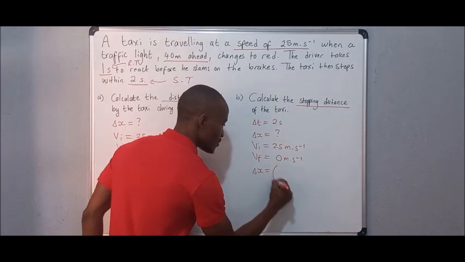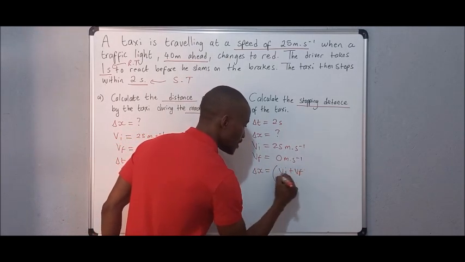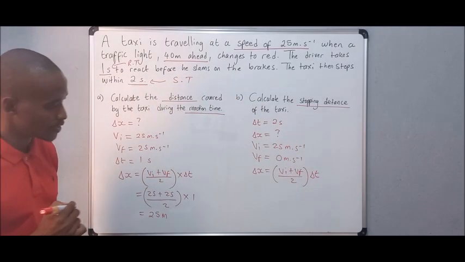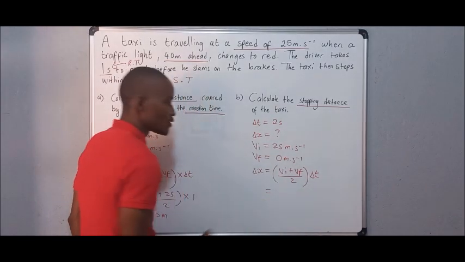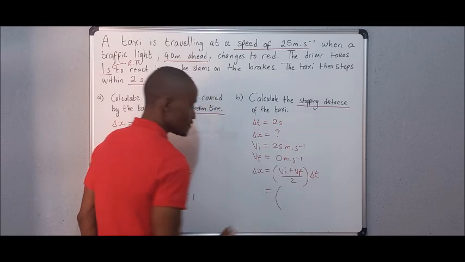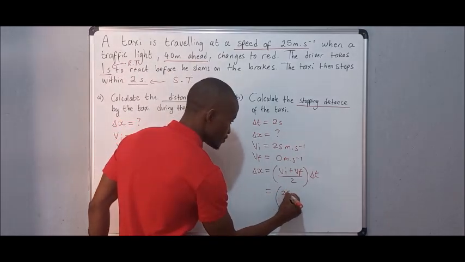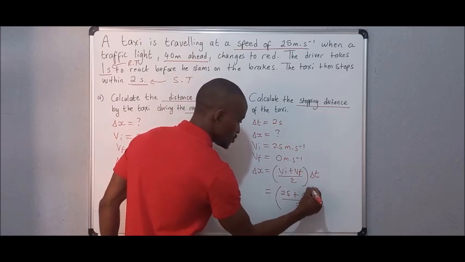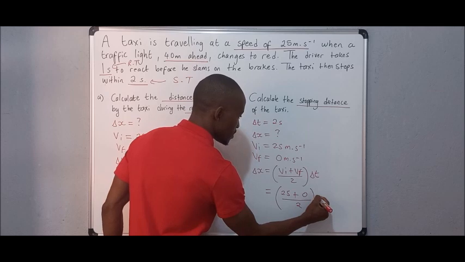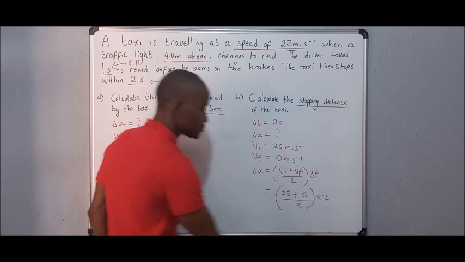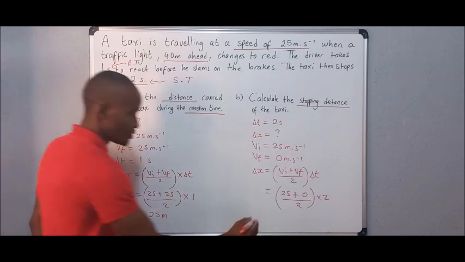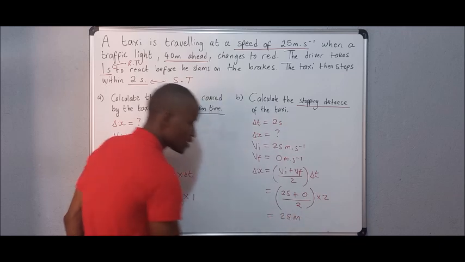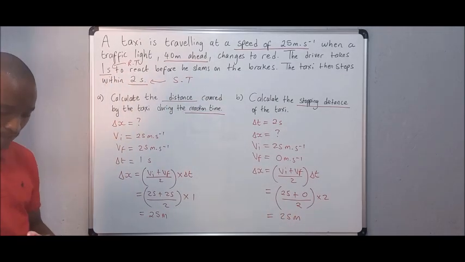Change in x is equal to VI plus VF over 2 times change in time. So what you just do now is substitution. What is VI? We have 25 meters per second plus 0 over 2, and then we multiply this by what? By 2. And then look at this. What do we get? 2's cancel, and you have 25 meters as well.